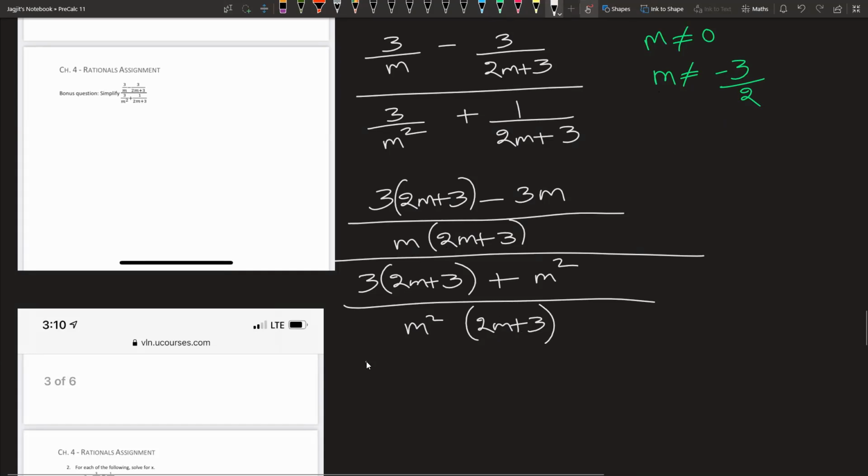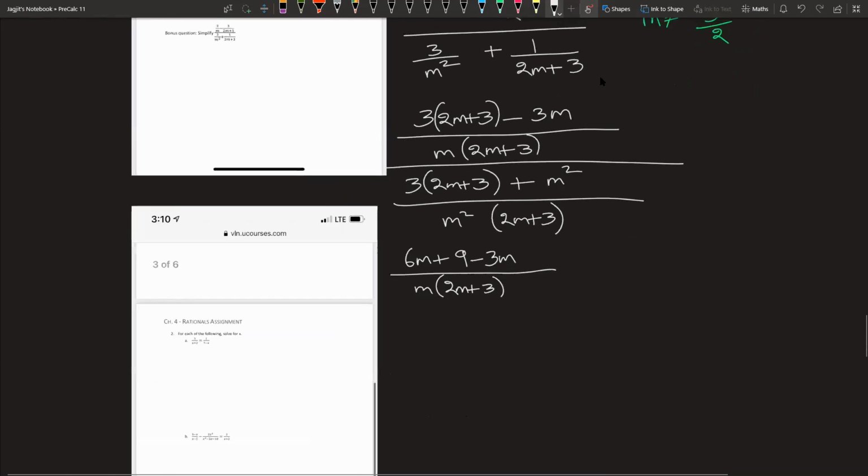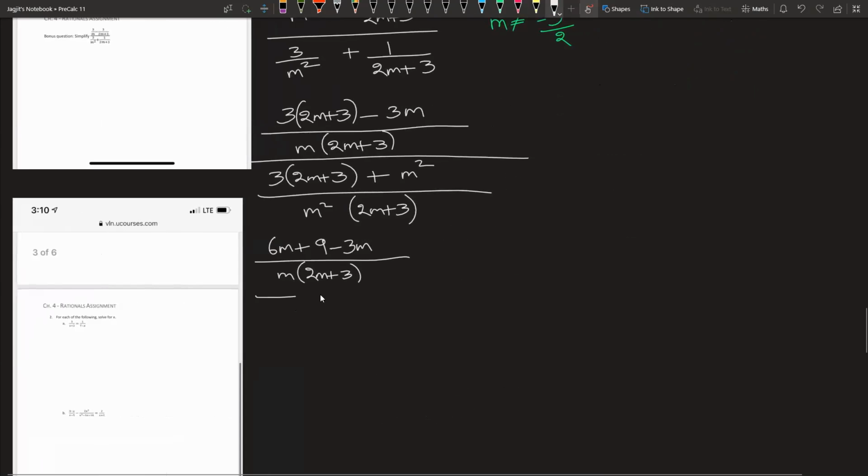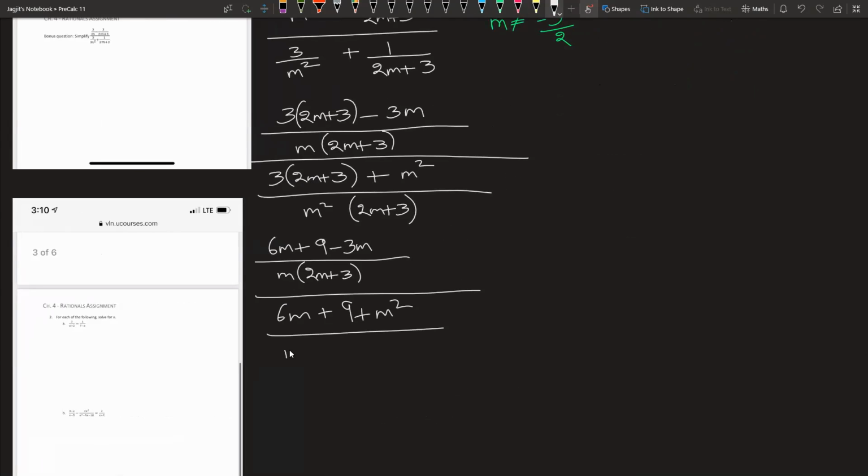Okay, let's FOIL it now. 3 times 2m is going to be 6m. 3 times 3 is 9. And you have minus 3m. At the bottom, you have m times 2m plus 3. Divided by, let's FOIL this. 3 times 2m is 6m. 3 times 3 is 9. And then you have plus m squared. At the bottom, you have m squared times 2m plus 3.